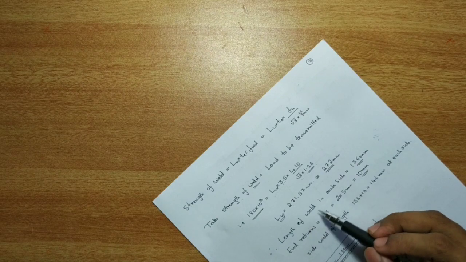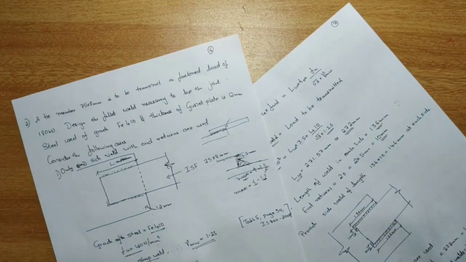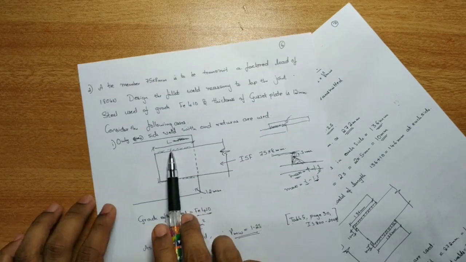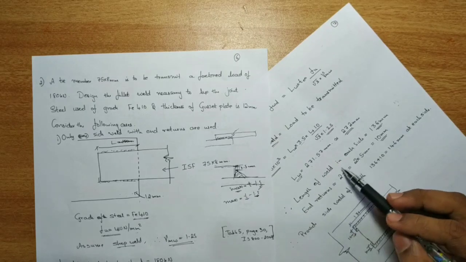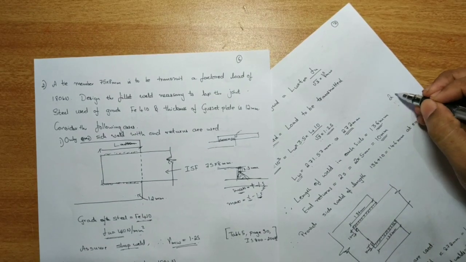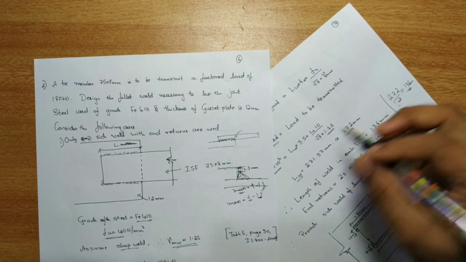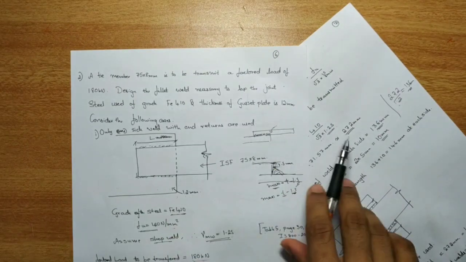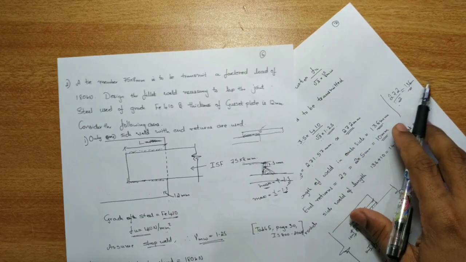Therefore, the length of weld on each side. Here only the side weld you have to consider, right? So the length of weld on each side becomes 272 by 2, that is 136 mm. This is the total length of weld, that is 272 mm, so each side becomes 272 by 2, that is 136 mm.